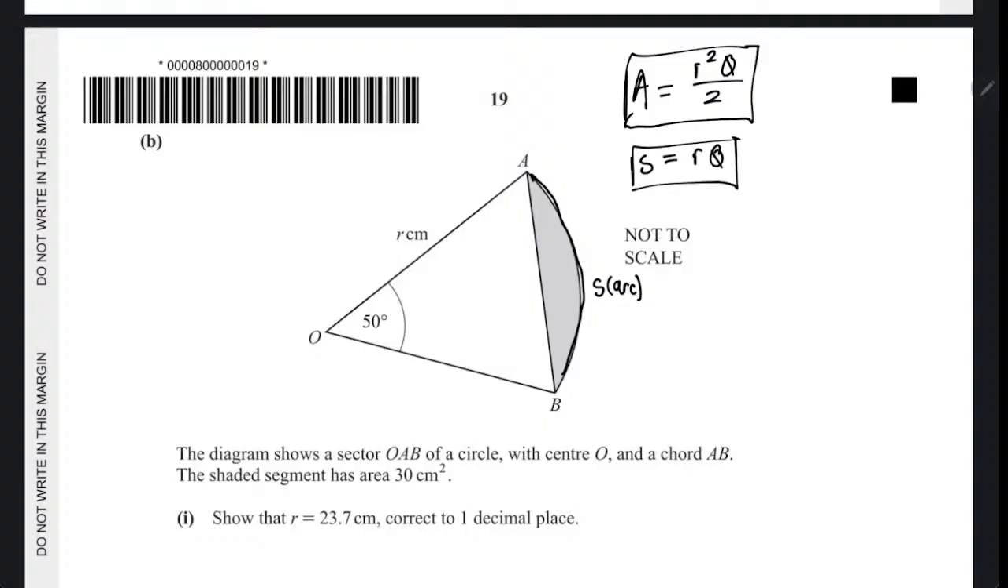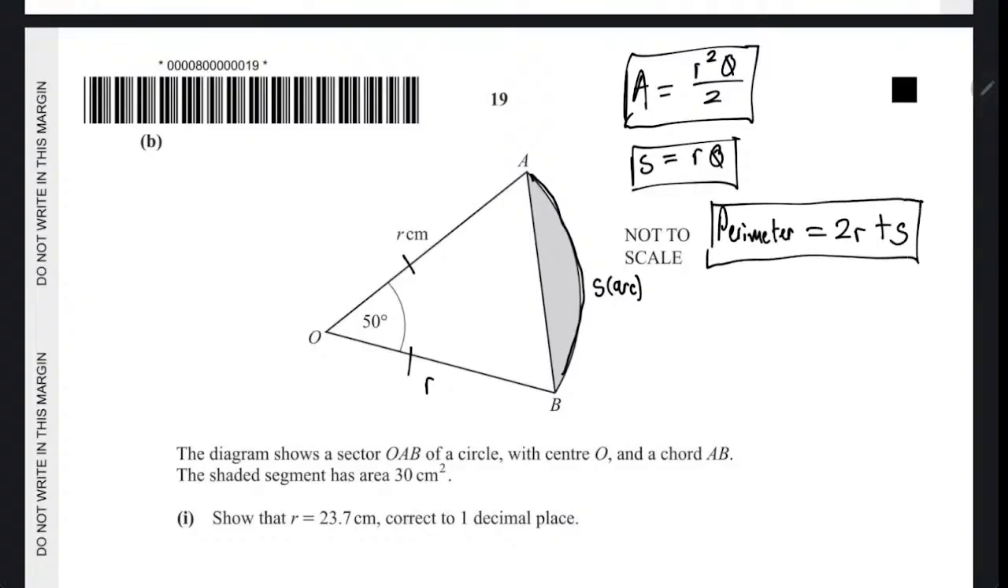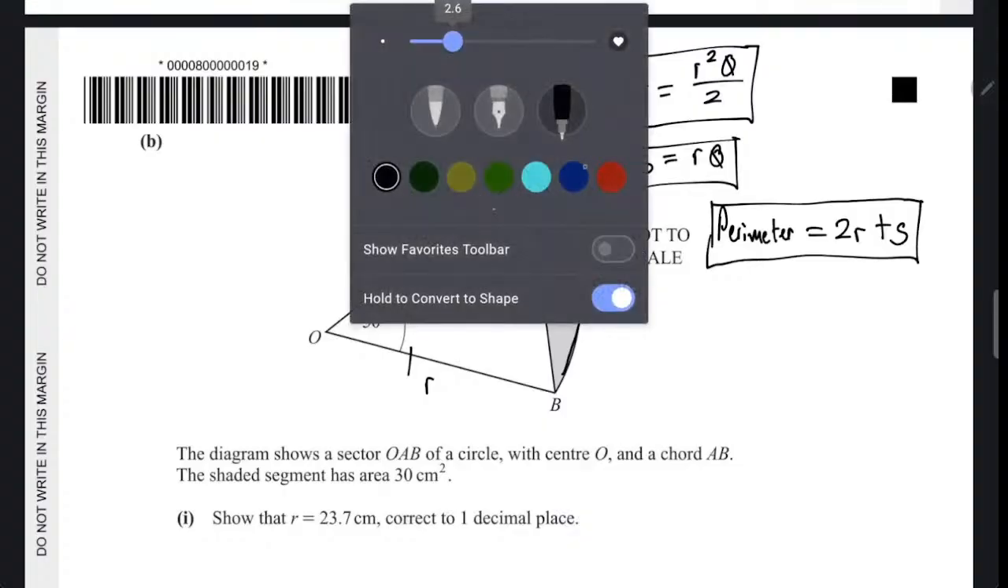And then there's the final one, which is the perimeter of the sector. What you must know is that these two are both R's. They're always the radii. So the perimeter is 2R plus S. This will be the perimeter of the sector.